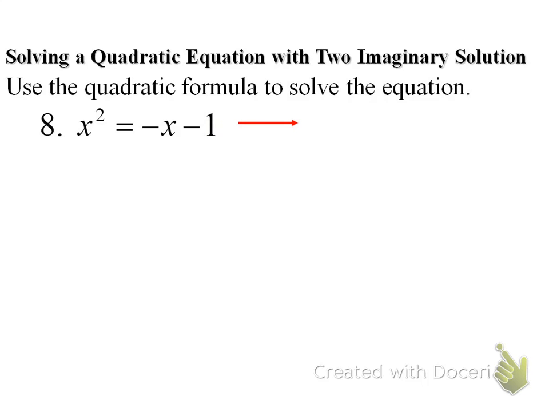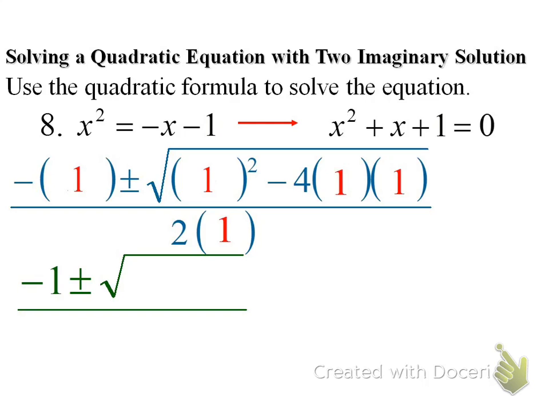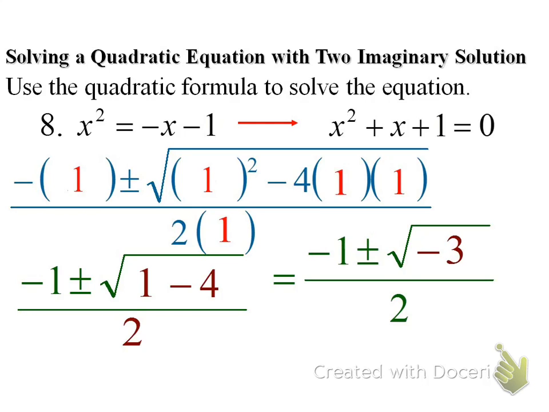Again, we got to get it in the right form. So I added the x and I added the 1. That equals 0. Here's my quadratic formula. A is 1, B is 1, and C is 1. So just basically replace everything with a 1. So we have negative 1 plus or minus the square root of 1 minus 4 all over 2. Inside the square root, you will get a negative 3.